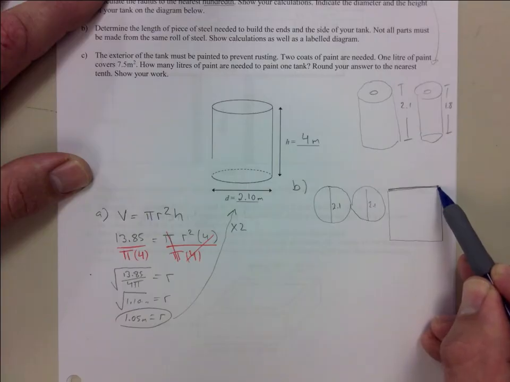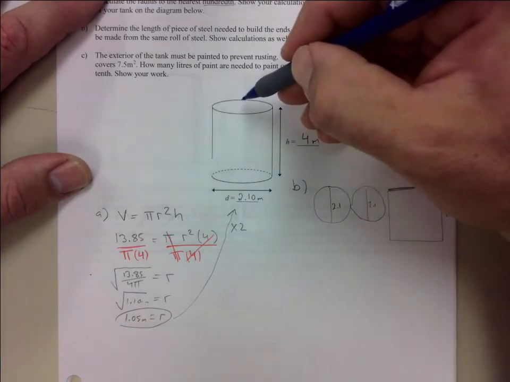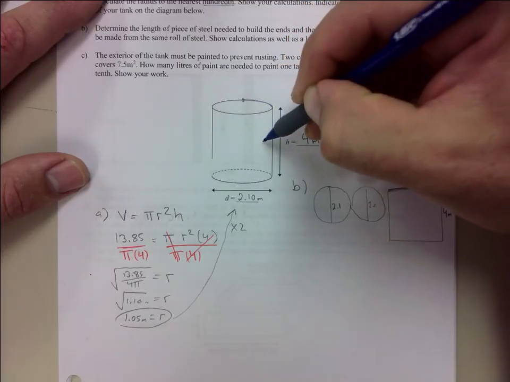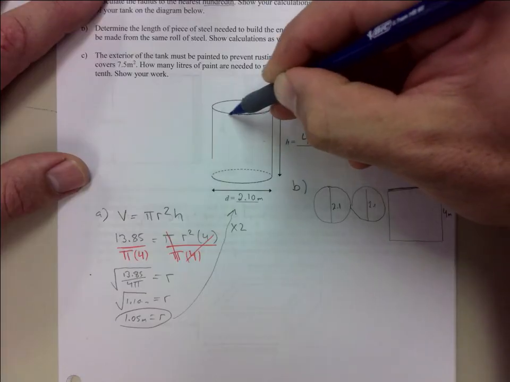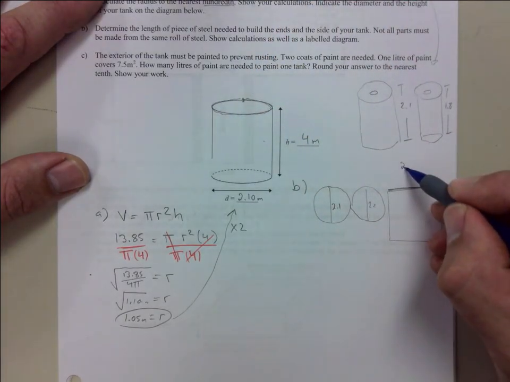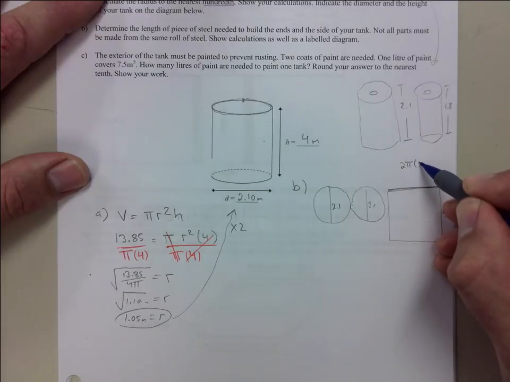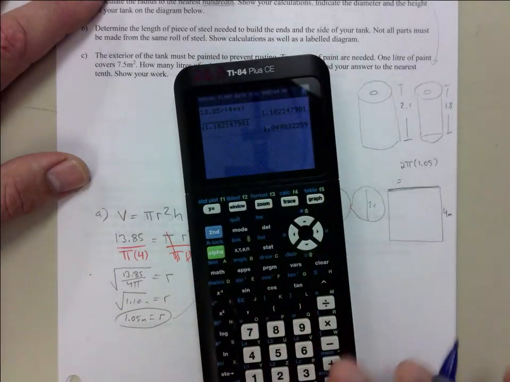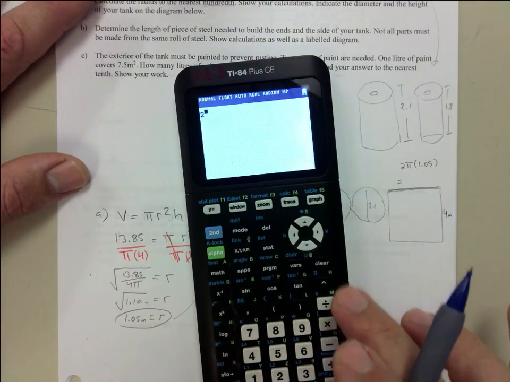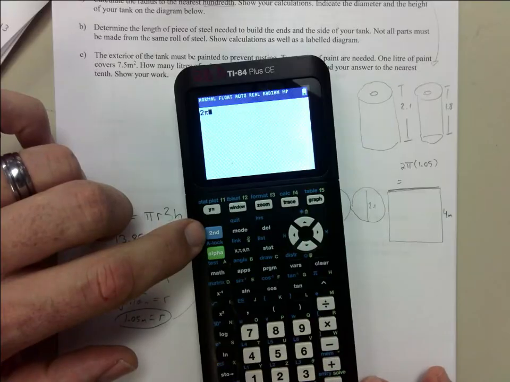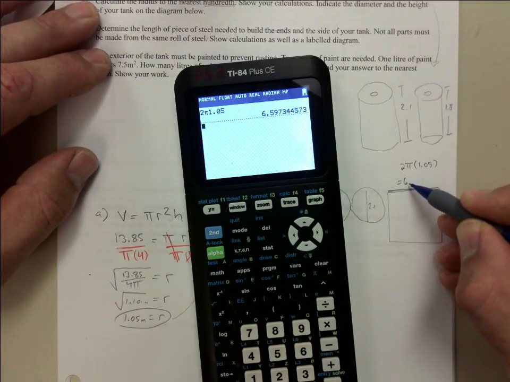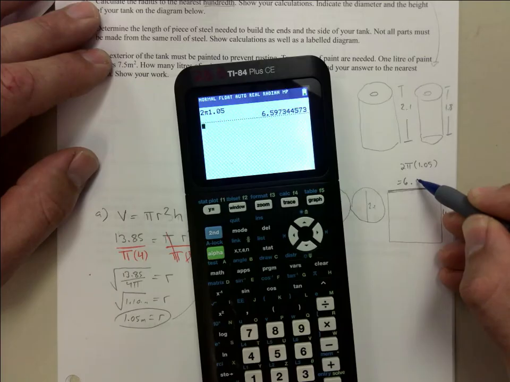2 pi r, right? Remember, this is your circumference. If you were to cut it right here, this piece will wrap around this circle. So this is 2 pi r. That's what this is going to be. So 2 pi times 1.05, which is 2.10 times pi, right? This is 6.59 meters.